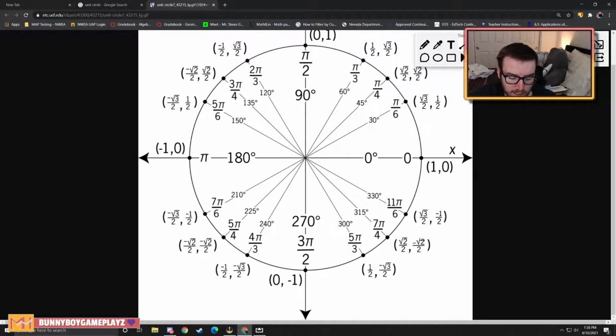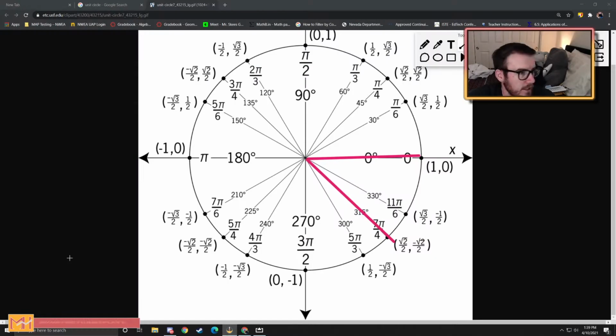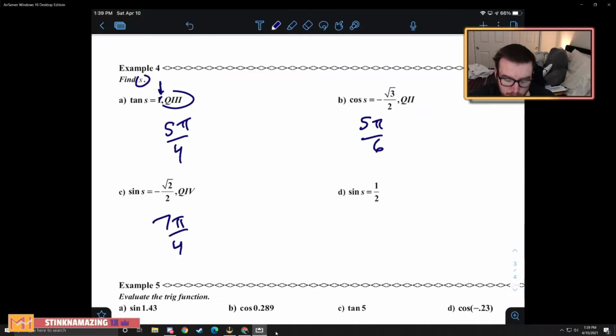Sine is equal to negative root 2 over 2 in quadrant 4. The next question says, in quadrant 4, one, two, three, four, right here at, you guessed it, 7 pi over 4. And the last one asks us, oops, wrong scene, I forgot that I can't do that anymore.